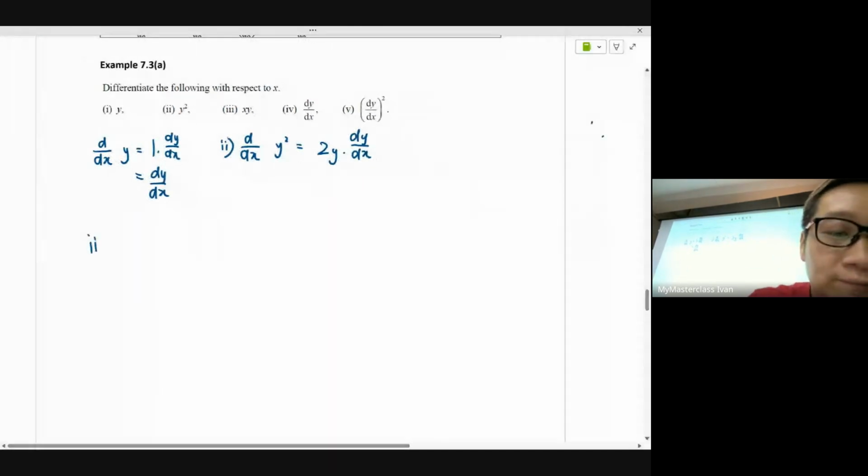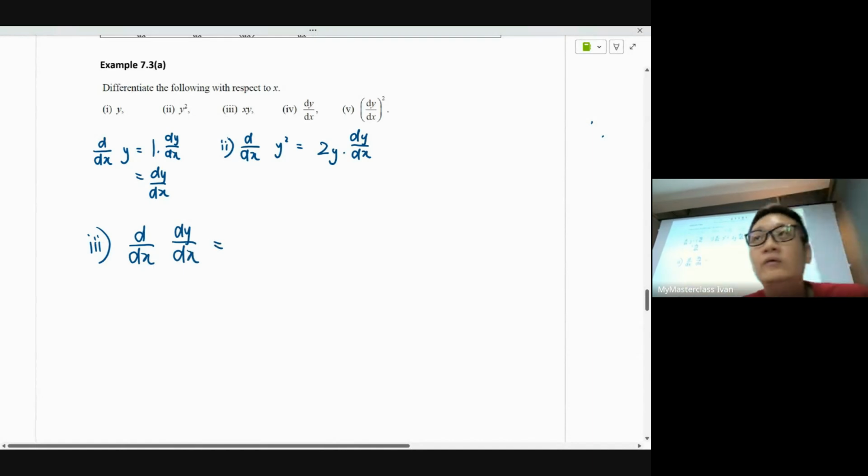Part 3. Differentiate dy dx. Anybody? All right, the second derivative, d2y dx squared. Differentiate dy dx becomes d2y dx squared, just like that. Oh, that's part 4. That's part 4.